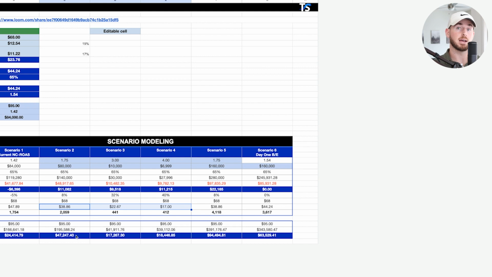So I'm slowly fading all of our clients away from NC ROAS, and we're literally looking just at NCCPA, because that's what matters. It's a lot easier to look at NCCPA and the effect it has on the business versus ROAS, because quite frankly, ROAS doesn't tell the full story. And the reason it's NC ROAS is because NC is new customer. Just ROAS takes into account returning and new customers.